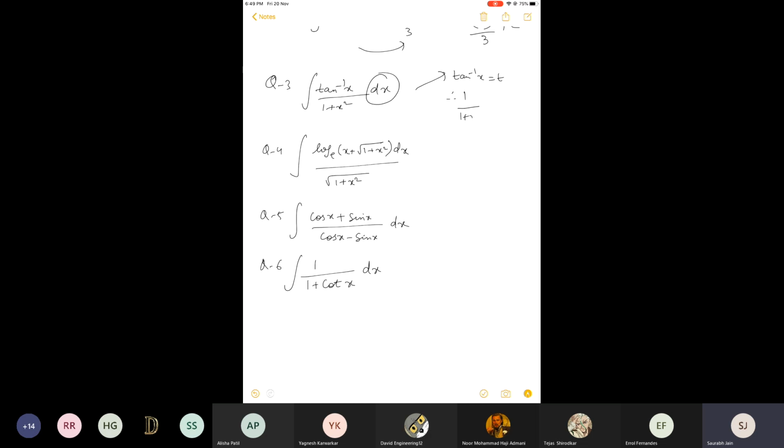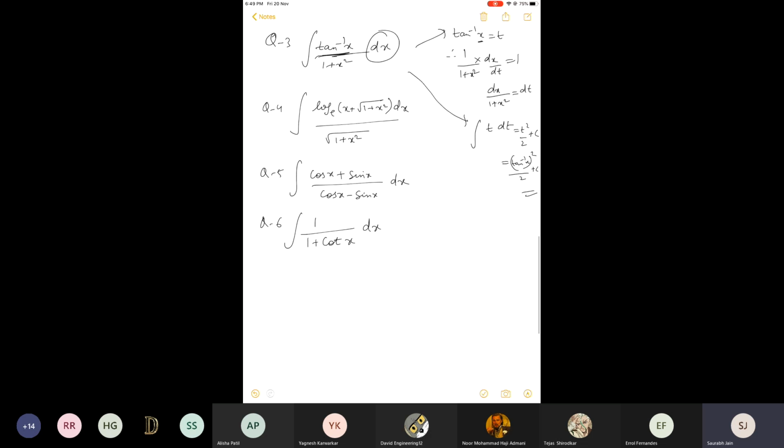So differentiation of tan inverse x is this. Then differentiation of x is dx by dt. Then this is 1. So dx upon 1 plus x square is dt. So this will become t dt. In place of tan inverse x, we put t and the rest is changed to dt. So this is t square by 2 plus c. In place of t, we put tan inverse x. So this will be the answer: tan inverse x whole square by 2 plus c. Third question.